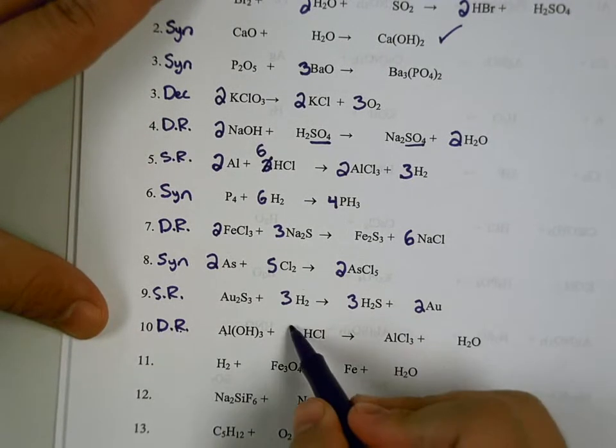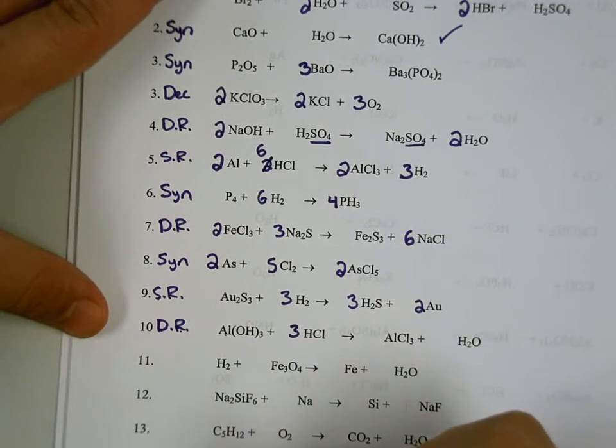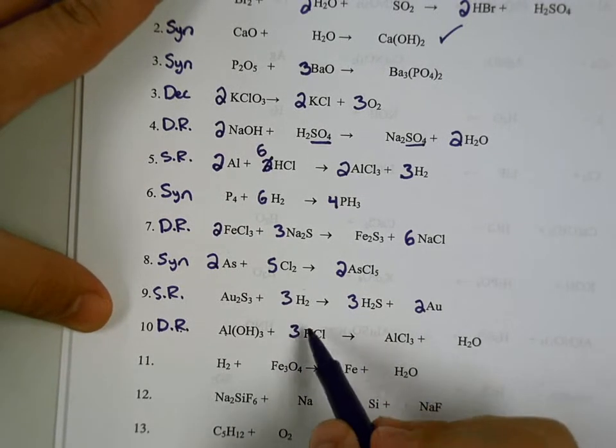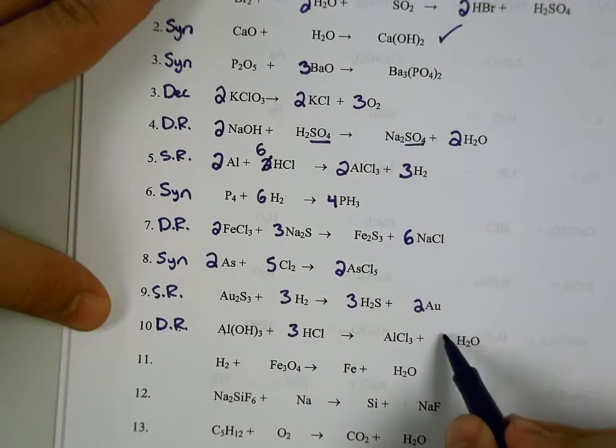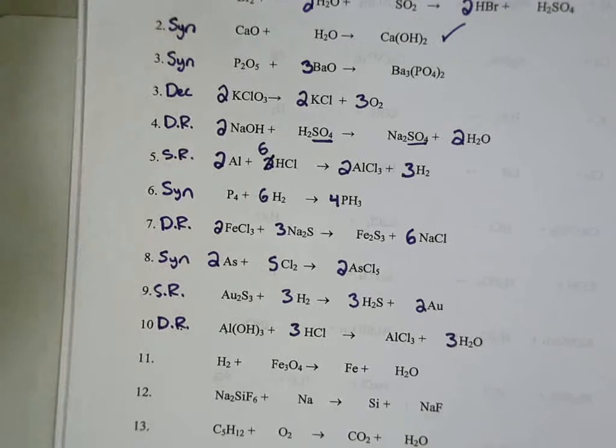So I have 3 chlorines on the right, so I'm going to want to have 3 on the left. And now if we look at the oxygens, since I have 3 plus 3 is 6 oxygens on the left, I'm going to want to have 3 times 2 is 6 oxygens on the right.